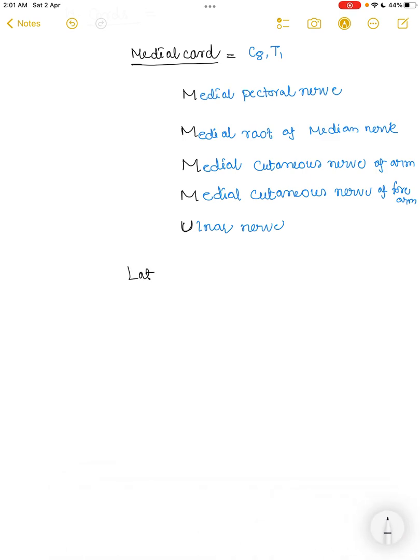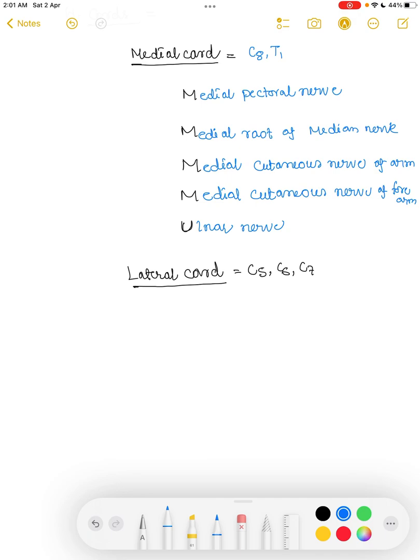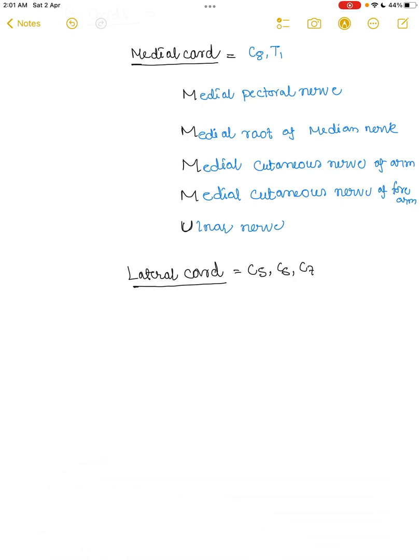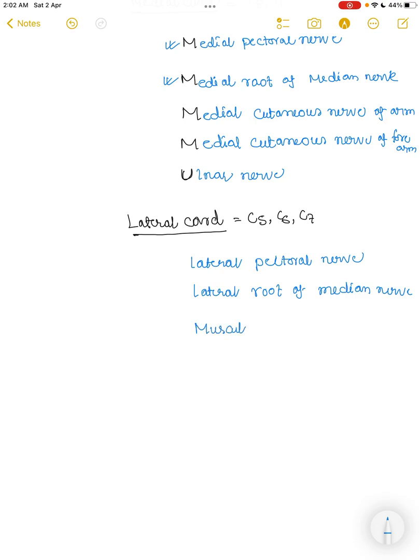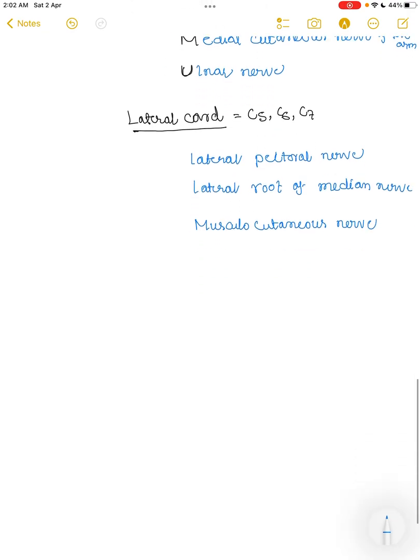Next is the lateral cord, and you know it is C5, C6 and C7. Just think that the medial cutaneous nerves of forearm and arm are not present in the lateral cord. Just take the first two Ms and make them lateral: the lateral pectoral nerve and the lateral root of median nerve. The extra is the musculocutaneous nerve.